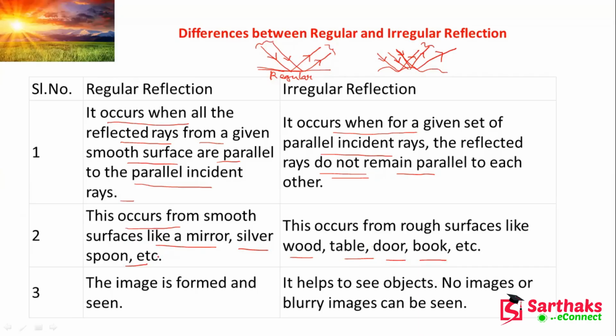These are rough surface examples. The image is formed and can be seen in case of regular reflection, but in case of irregular reflection, it only helps to see the object. No images or blurry images can be seen here. So this is the difference between regular and irregular reflection, and this is very important for your final examination. Please note this down.